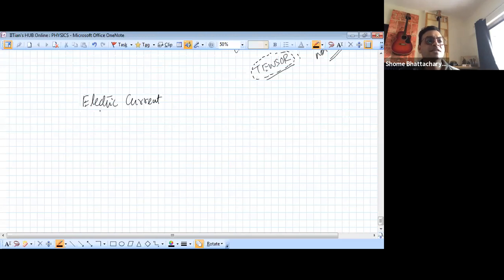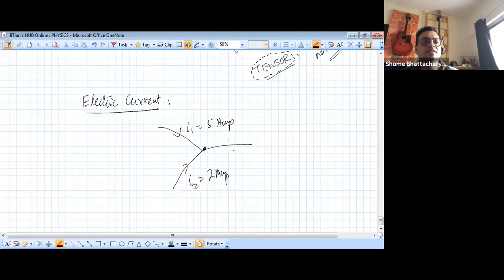Now you might disagree with me and say that no, sir, current has a direction. It always flows from higher potential to lower potential. But then I will ask you a simple thing: suppose we have the junction of a circuit in which there are three wires attached. This is carrying a current of 5 amperes, suppose. This is carrying a current of 2 amperes, suppose. And this is carrying some current I3. Now I ask you, how much should be I3?